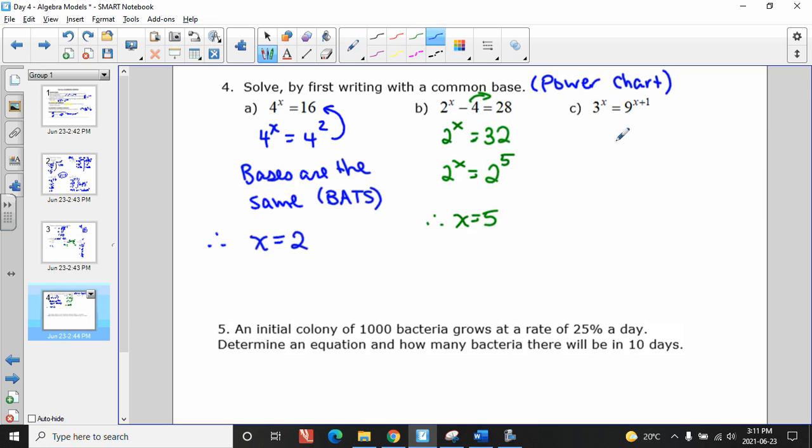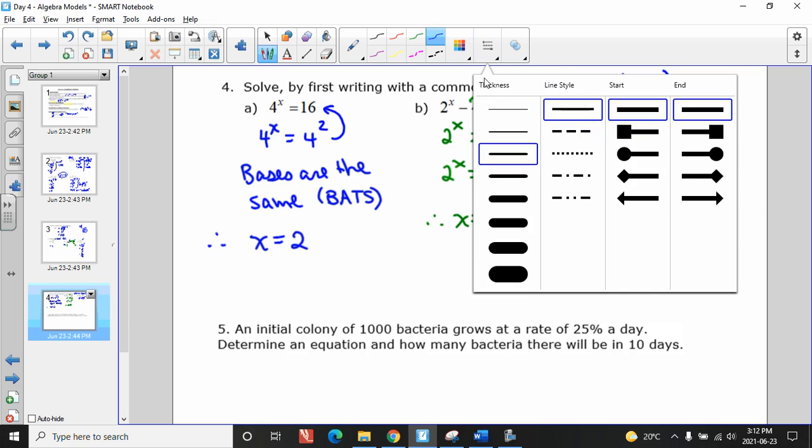So the last one, there are powers on both sides of the equation. On the left, the base is 3, and on the right, the base is 9. 9 is a bigger number, so I'm going to adjust that one to give it a smaller base. So 9 is equal to 3 squared. So 9 is 3 squared, and there's still an exponent of x plus 1 that needs to be applied.